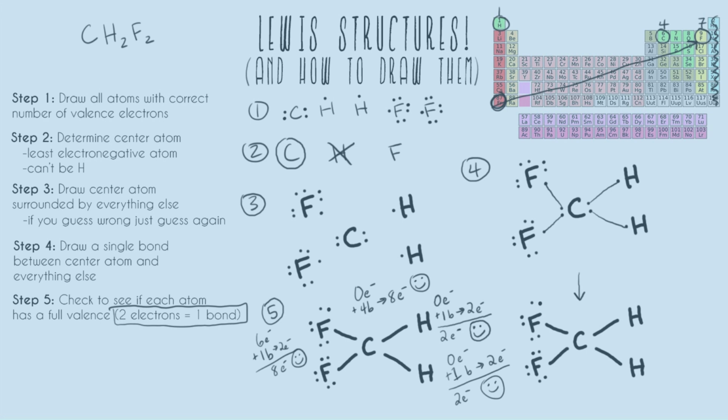And then lastly, our fluorine on our bottom left, we have still 6 electrons plus 1 bond. That 1 bond equals 2 electrons. So 6 plus 2 equals 8 electrons. And this fluorine is also happy. So now step 5, we check to see if each atom has a full valence. In this case, it does. And so that leads us to, if yes, we're done. This structure is our Lewis structure.